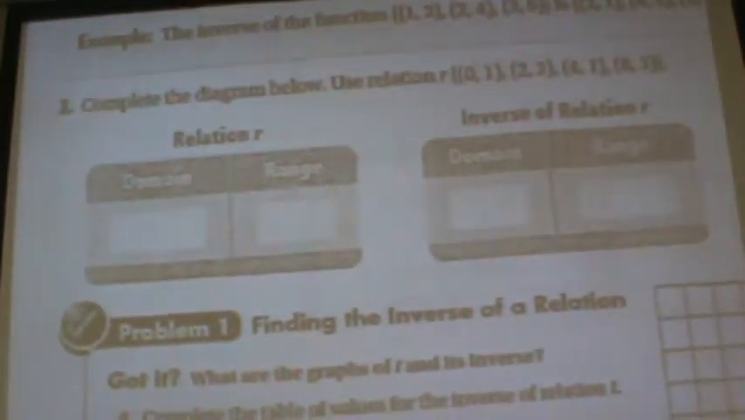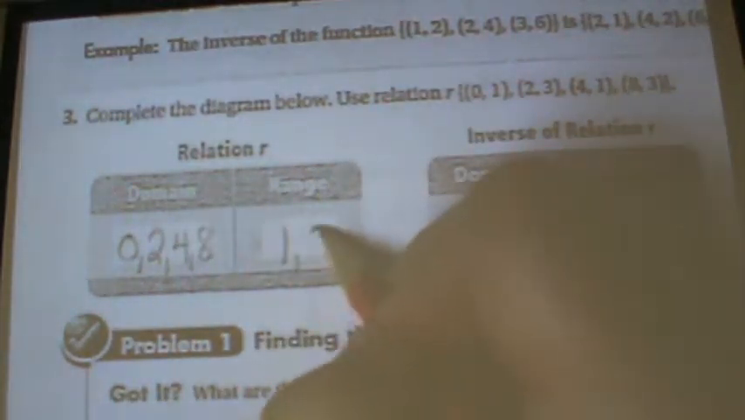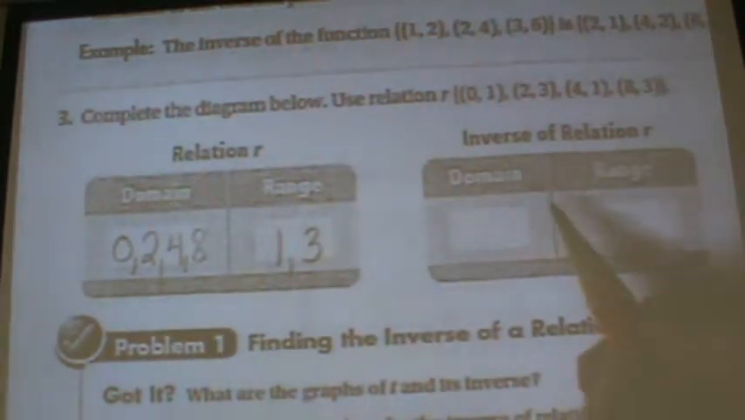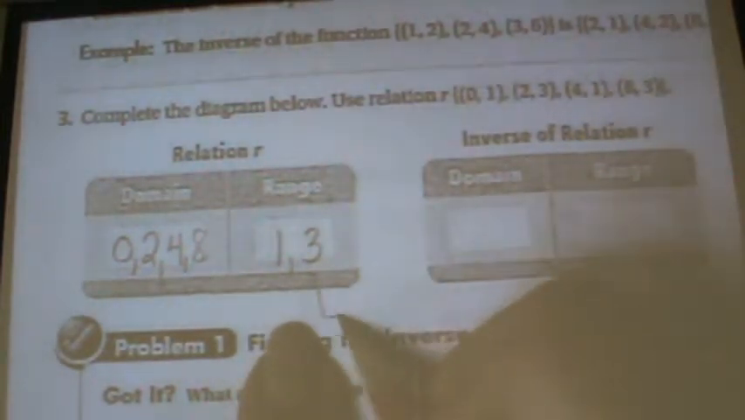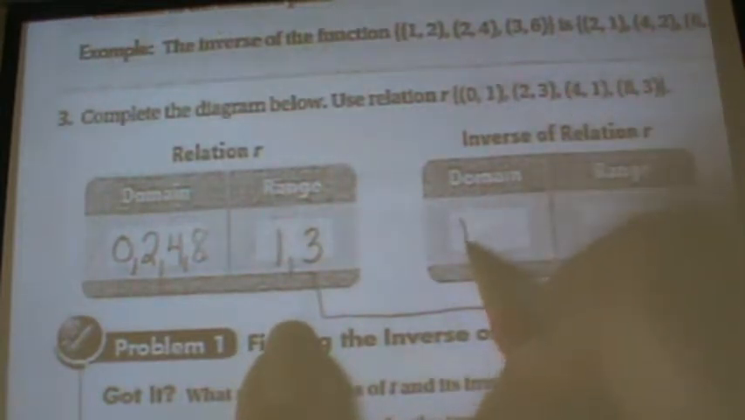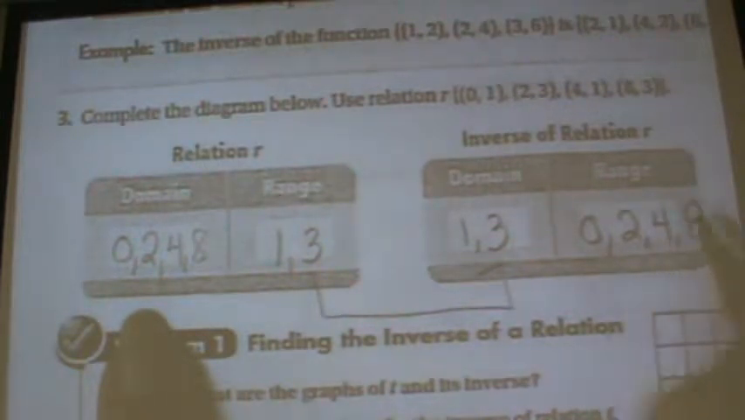Okay, now that we remember what domain and range are, here's another relation. State the domain: 0, 2, 4, and 8. What's the range? 1 and 3. The inverse is what? What are you going to do now? You're going to switch your domain and your range. So now your domain is 1 and 3, and your range is going to be 0, 2, 4, and 8. Easy stuff?